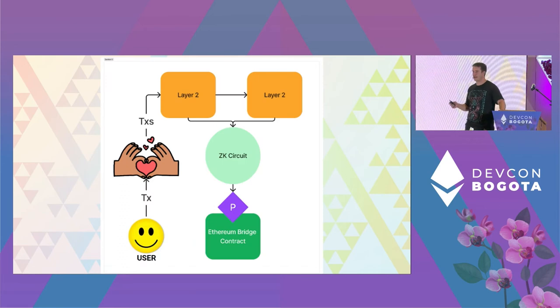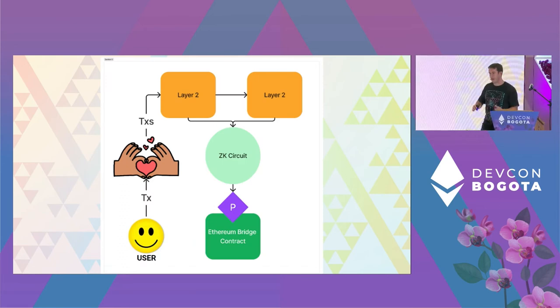You need to have the right to be able to force exit from that chain. So if, on your layer two, they have decided to be against you, you need to be able to submit your transactions directly on layer one to the Ethereum bridge contract and get your funds.